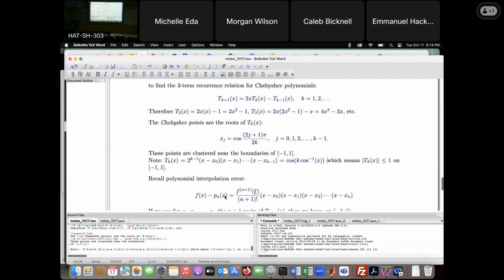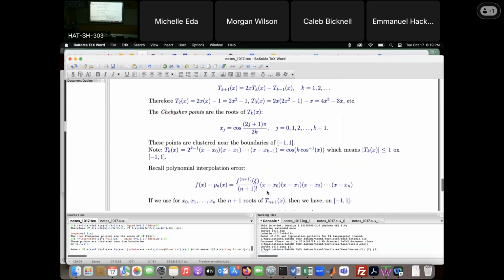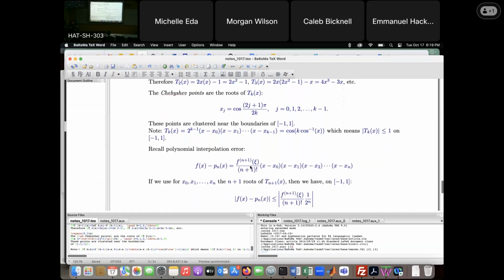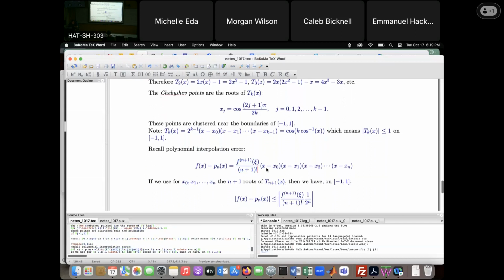So now what that means is if I return to my interpolation error formula, and if I choose x0, x1 to xn to be the roots of T n plus 1 of x, then I get the following. I still have this, that doesn't change. But since this has to be less than or equal to 1, this whole product of linear factors has to be bounded by 1 over 2 to the n.